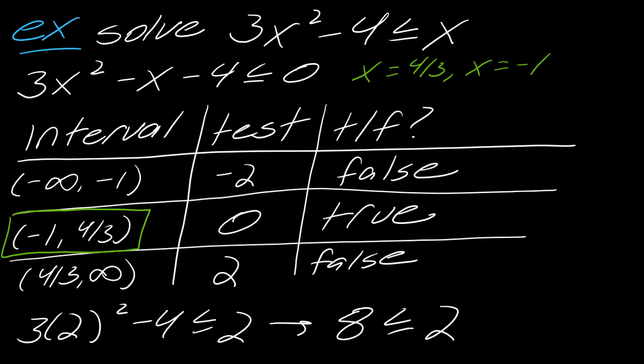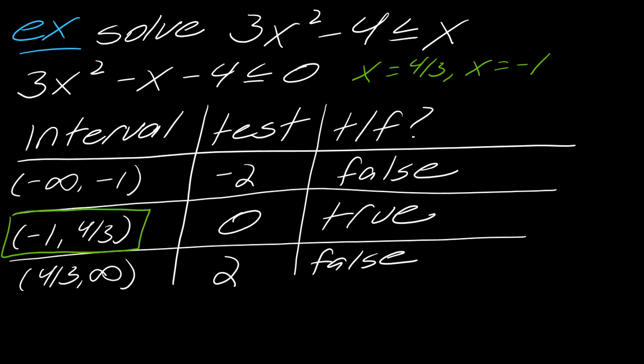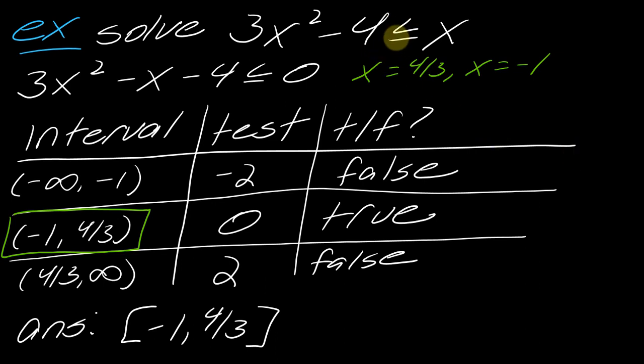Let me clear some space. The final answer in this case is going to be [-1, 4/3]. And this is purely a consequence of having the less than or equal to, which means that we want to have that "or equal to" and include these points.